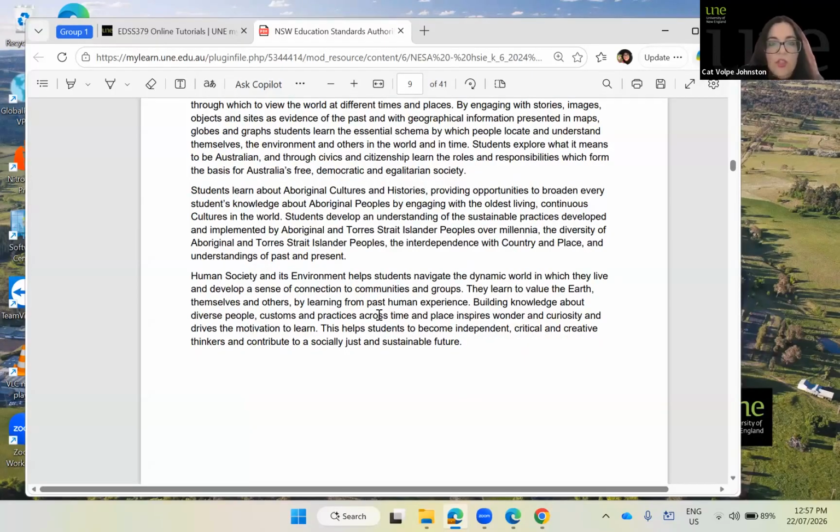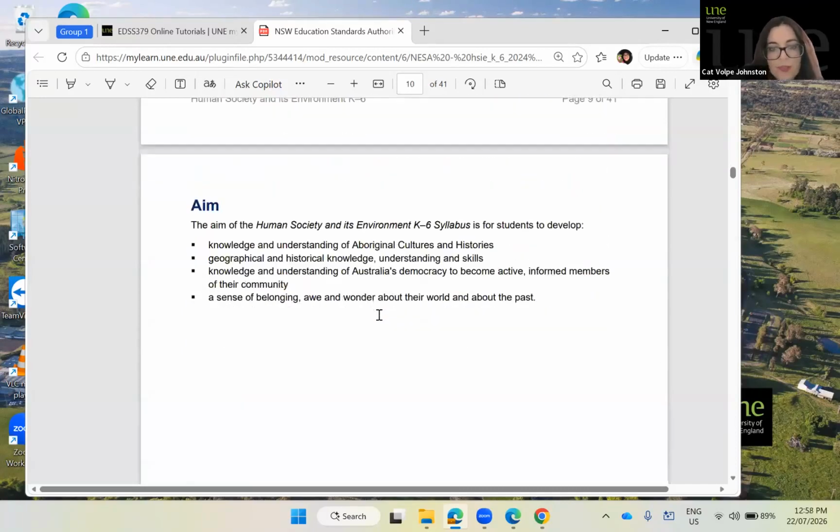So in the units of work that you're studying here at UNE in the EDSS units, you have been thinking a lot about what HSIE is all about and what we are really teaching students: the values, perspectives, and all these different topics and content areas that we've looked at.